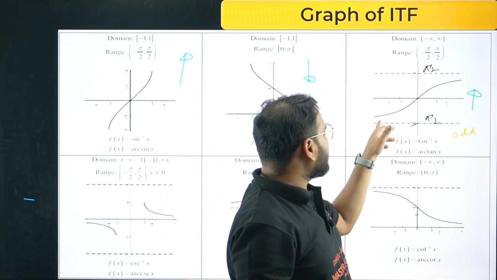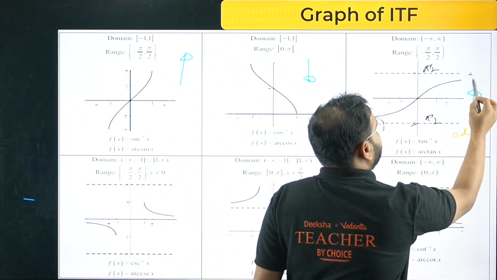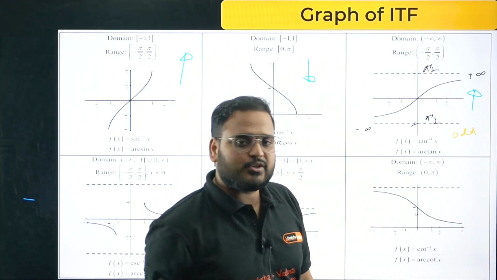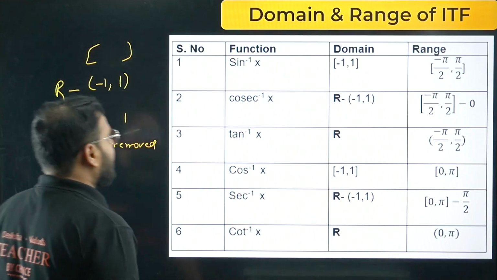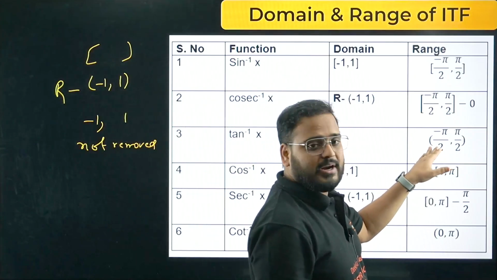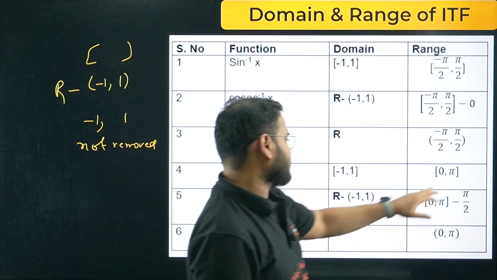Why, bacha? Because it is never reaching the infinity. This is negative infinity, no? And this is plus infinity, right? So never reaching plus infinity also. That's why never pi by 2. That's why open bracket here. Check this out. Open bracket here, not closed, okay? For tan. For cos inverse, 0 to pi, okay?